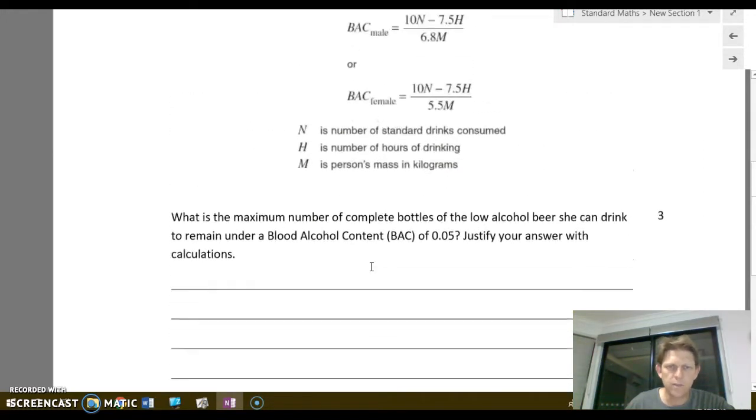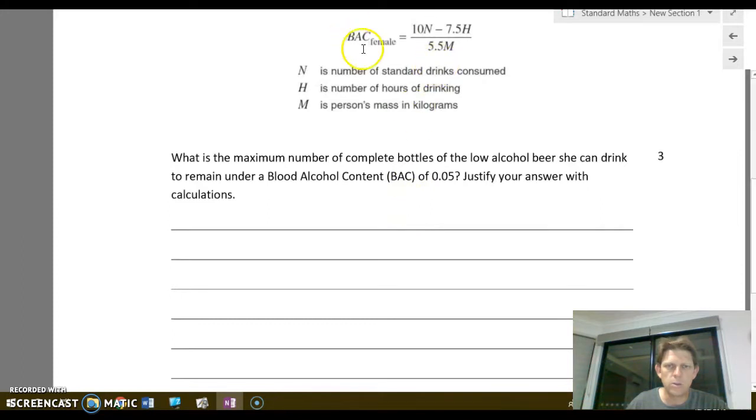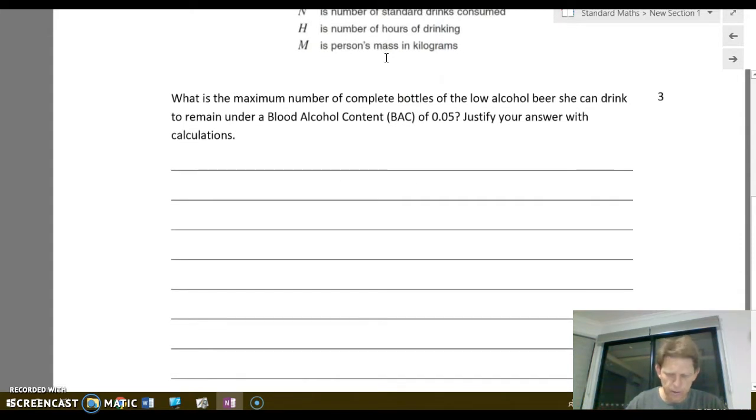So there's a couple of tricks, and the first of these is to realise that we're not actually searching for the blood alcohol content here first up. What we're searching for is the number of standard drinks she can consume. So we just need to make sure we use this equation here, but put everything in the right spot. So our blood alcohol content, we want to stay below 0.05. So we know that needs to be no more than 0.05.